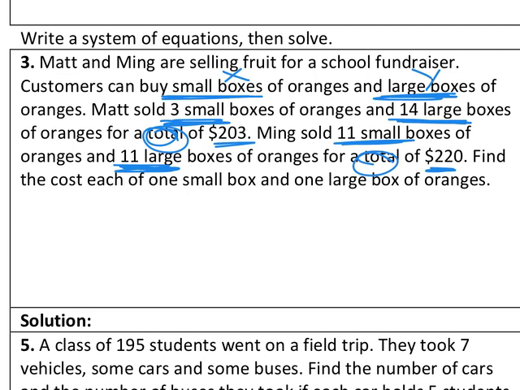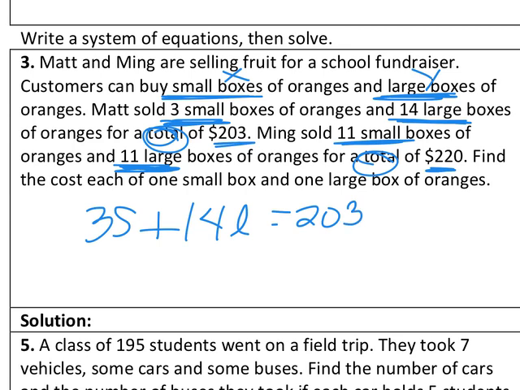Alright, so let's start setting up our equations. Let's deal with what Matt and Ming did. Matt sold 3 small boxes, and he sold 3 small boxes and 14 large boxes. I'm going to do an L in cursive so it doesn't look like a 1. And that was for a total of $203.